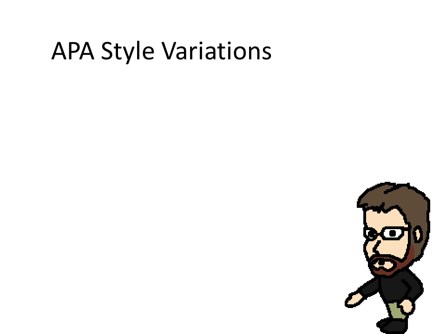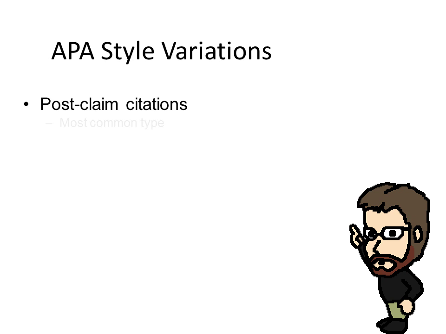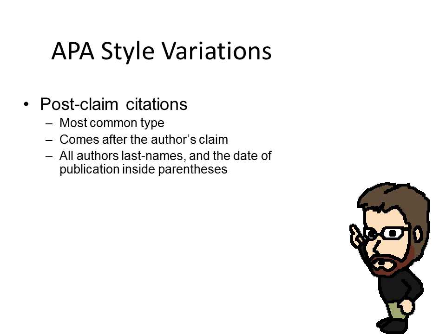There are different ways that you can cite your sources. First of all, you have what I call post-claim citations. These are by far the most common type of citations you're going to see in research papers. This is where first you make the claim that you want to make, and then at the very end of that sentence, you put the citation. So make sure you put all the authors' last names and the date of publication inside parentheses at the end of that paragraph, or at the end of that sentence you're citing.